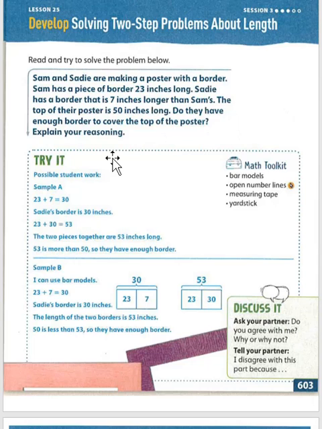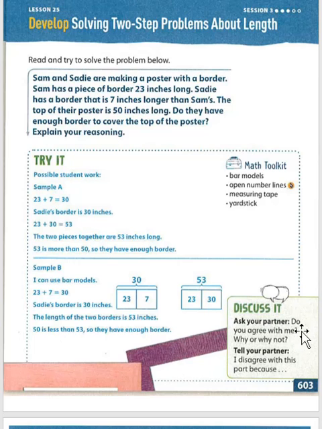Explain your reasoning. Well, 23 plus 7 is 30. Sadie's border is 30 inches. 23 plus 30 is 53. The two pieces are 53 inches long. 53 is more than 50, so they have enough border. Okay, here's another one. 23 plus 7 is 30. 23 plus 30 is 53. See it?